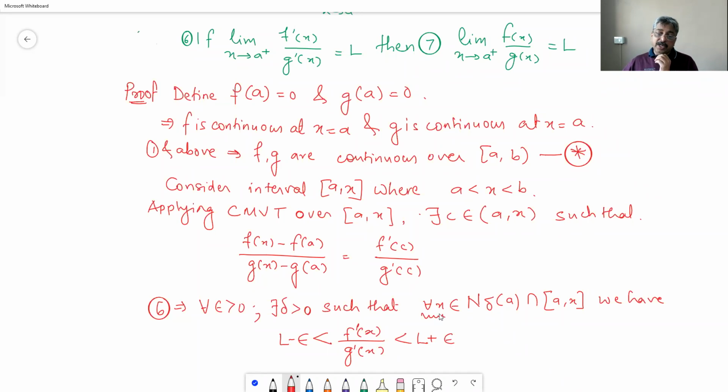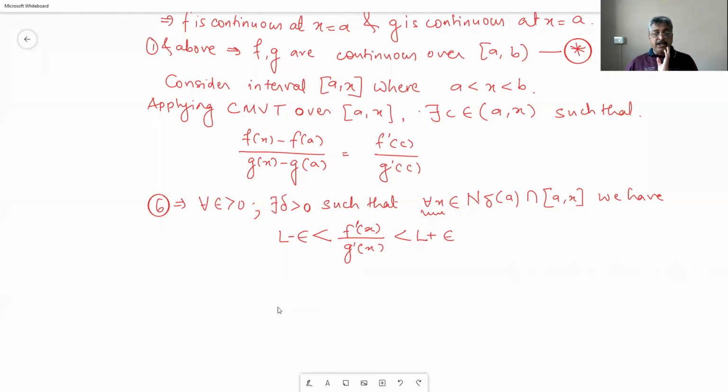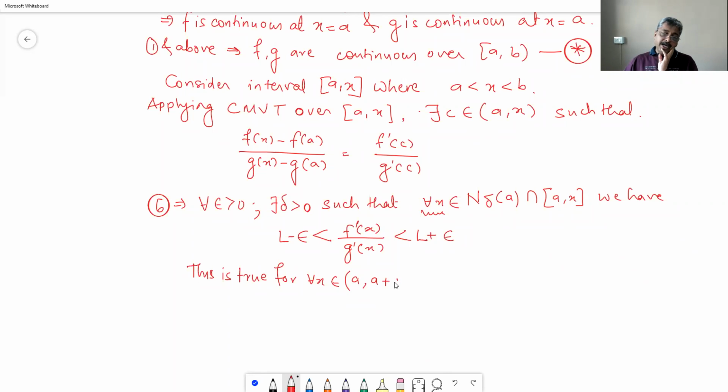It is going to happen for every x between a and a plus delta. Okay, let me write down that explicitly. Above statement is true, this is true for every x belonging to a comma a plus delta. Is that right?